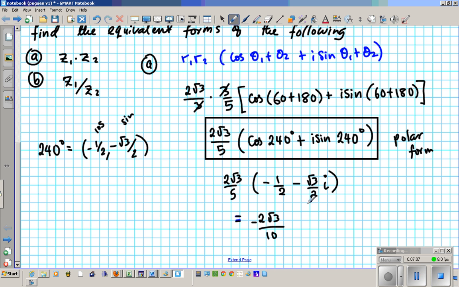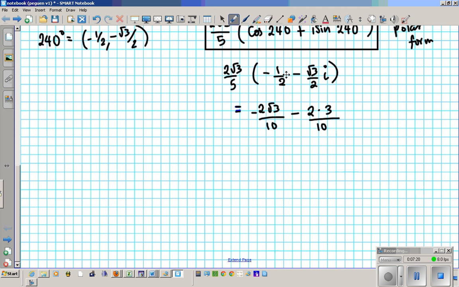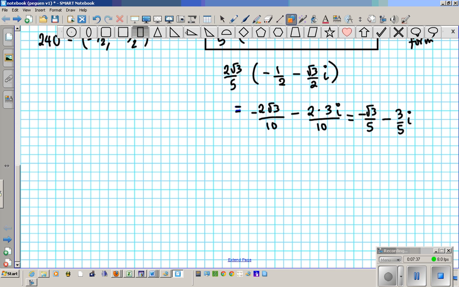Negative 2 root 3 over 10 minus 2 times root 3 times root 3, which is root 9, which is just 3, over 10. Okay? Negative 2 root 3 over 10 minus 2 times 3 over 10. And we'll simplify this. We're going to have negative root 3 over 5 minus 3 over 5i. Alright, let's put an i over here too. So there goes your answer in rectangular form.